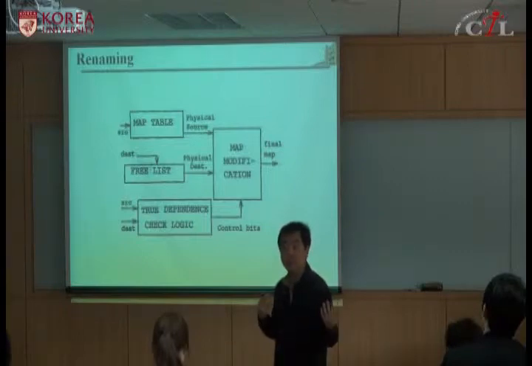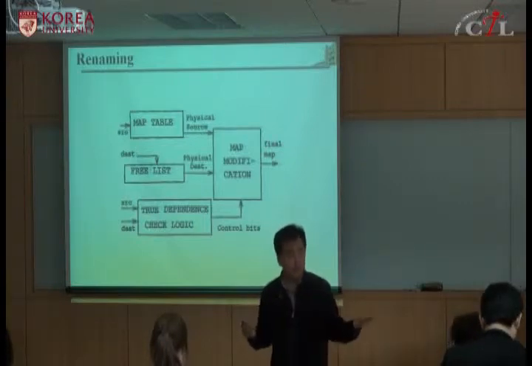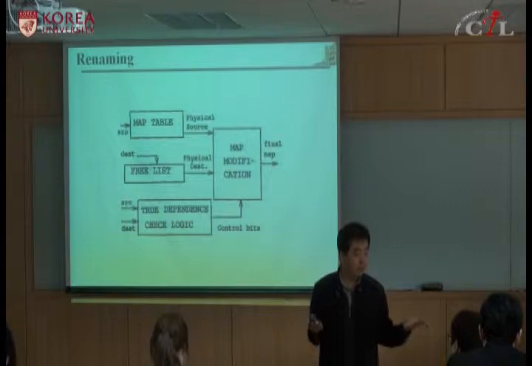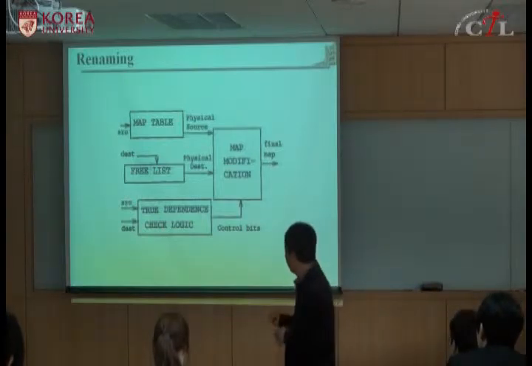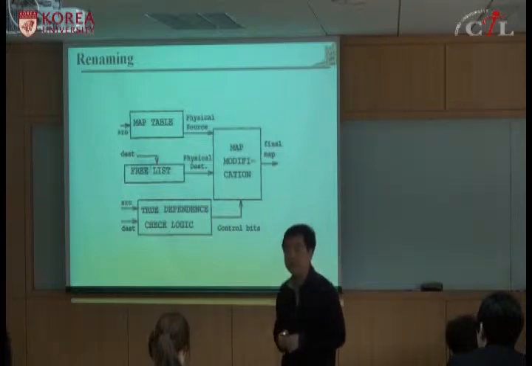If there is a dependence between the instructions that are simultaneously issued in the same cycle, then you have to modify this mapping. Okay? Map modification.